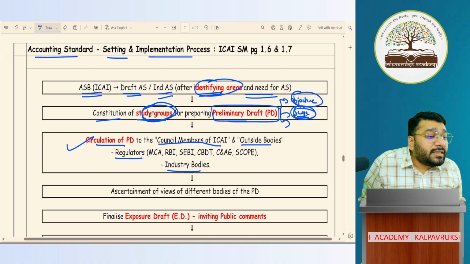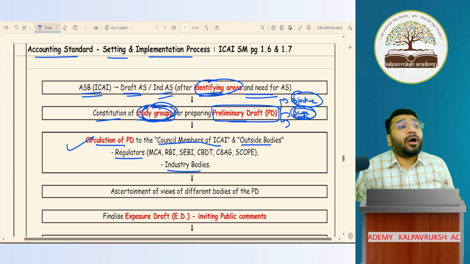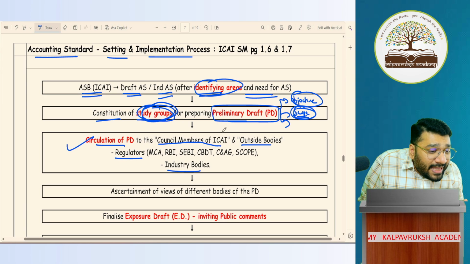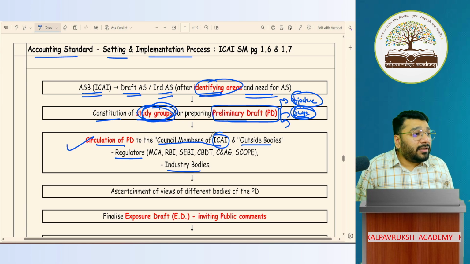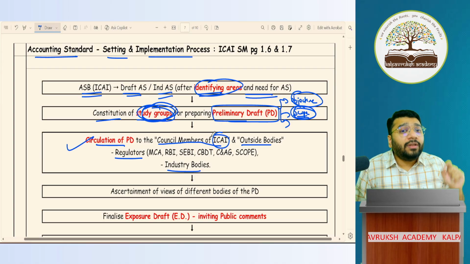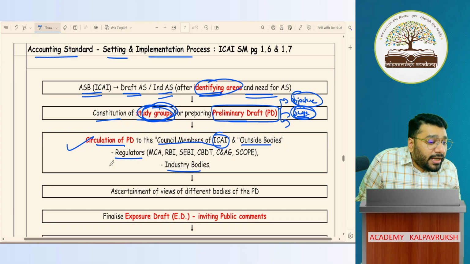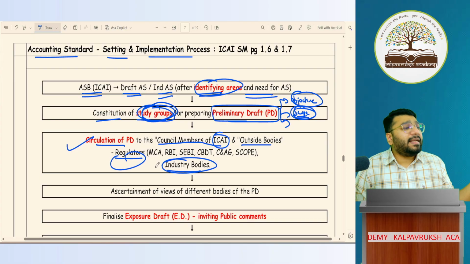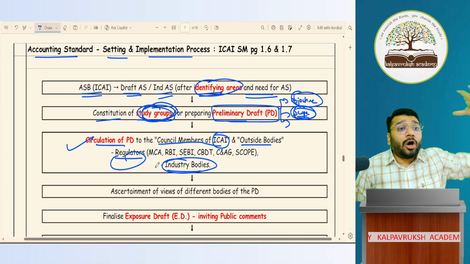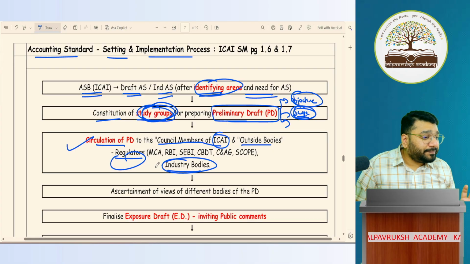Correct? The study group alone cannot decide what should be the accounting standard. ICAI alone cannot decide what should be the accounting standard. You need to take opinion from all the other members of the ASB or other, let's say, regulators or industry bodies, so that we can incorporate their views also in the accounting standard.